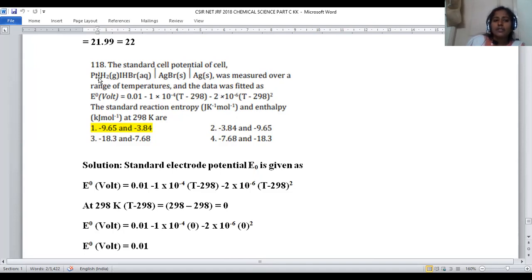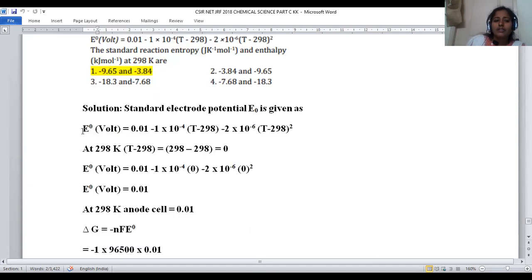So for that purpose, the equation was given. By using this equation, we are going to calculate these two terms, right? So here the formula is given, that is, standard electrode potential is given by 0.01 minus 1 into 10 to the power minus 4, T minus 298, minus 2 into 10 to the power minus 6, T minus 298 whole square.